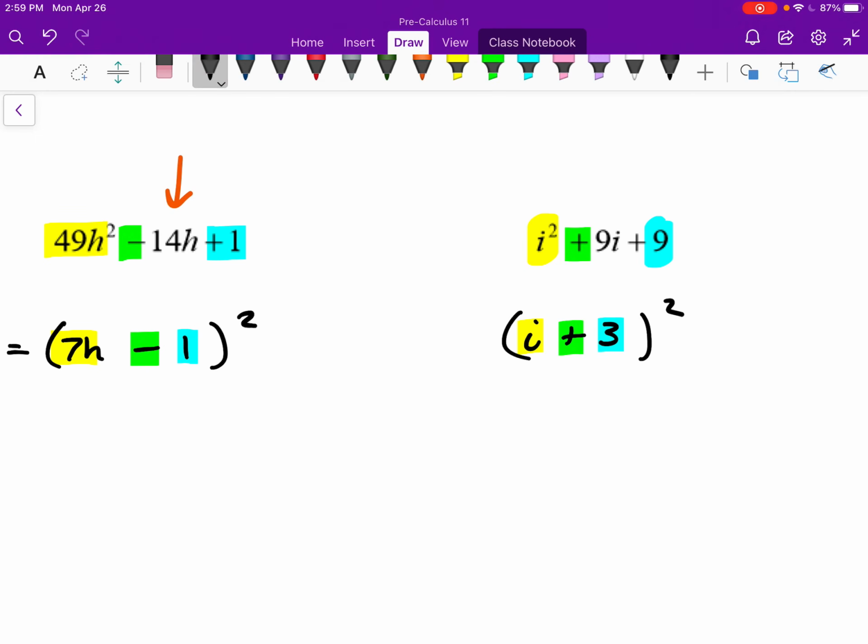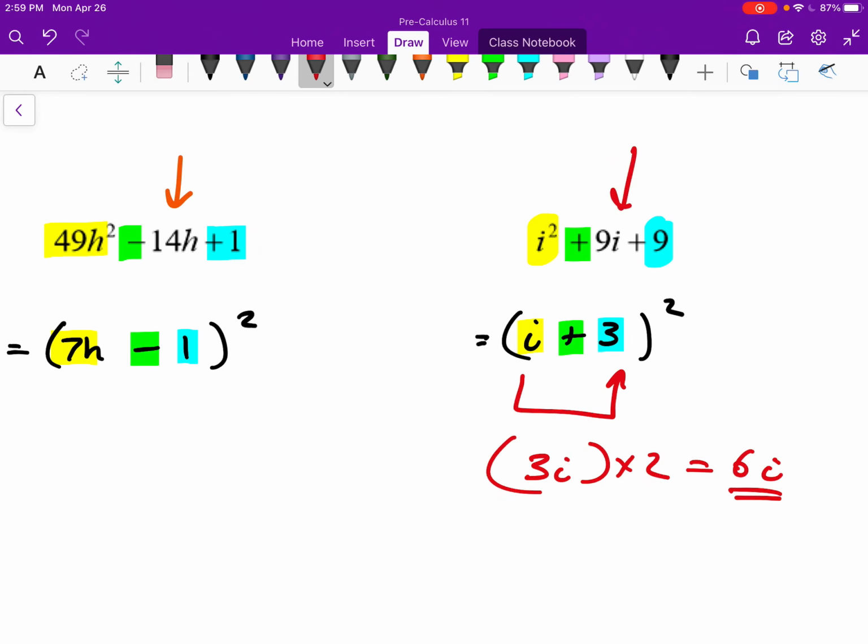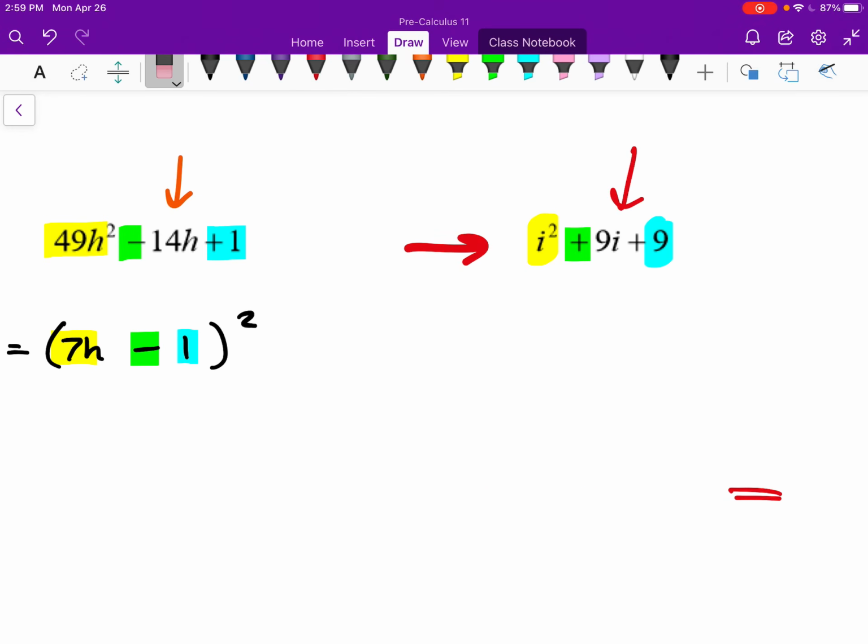But let's make sure, again, this is only correct if the I squared plus 9I plus 9 really is a perfect square. And so if it is, let's see. That middle term should be the same as I times 3, which is 3I times 2, which is 6I, not 9I, which means this here is actually not a perfect square trinomial, which means maybe it can factor, but the factors are not going to be 2 of the identical factor, which means I'm going to erase all this and just cross it out because now I know this is not a perfect square.